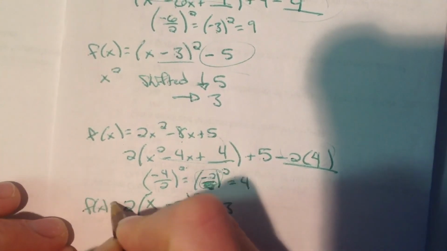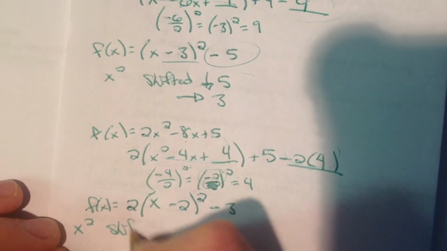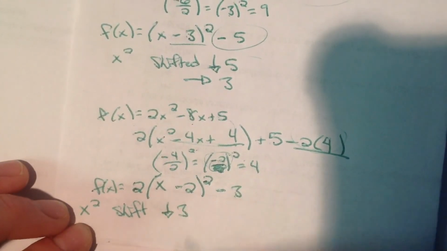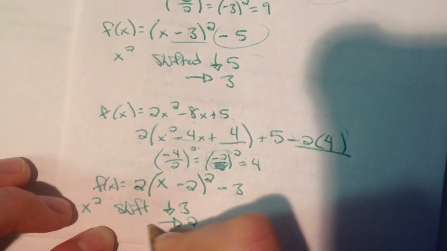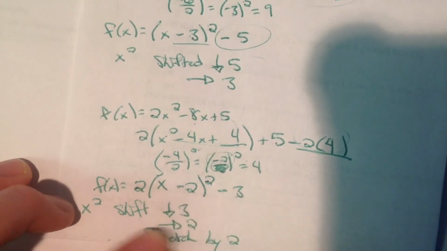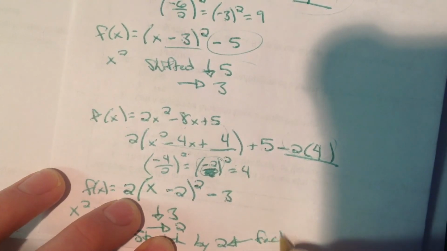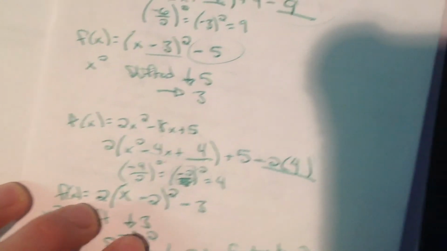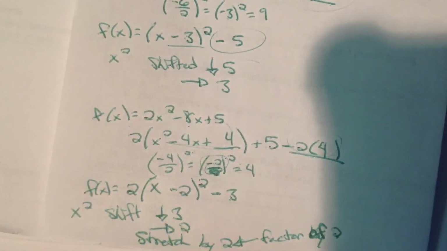So now that this is in vertex form, if we compare it, we have an x squared to begin with. We shift it down 3, right 2, and we stretch it by 2, by a factor of 2. So in other words, every y value gets doubled.